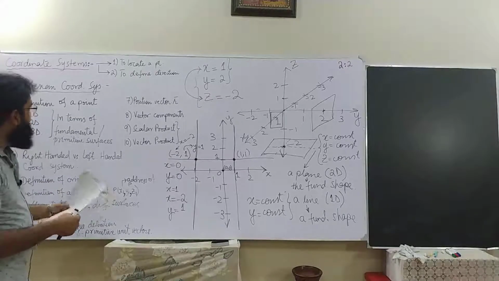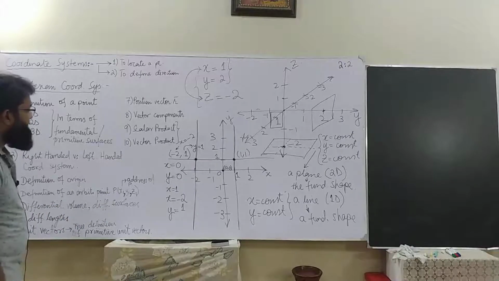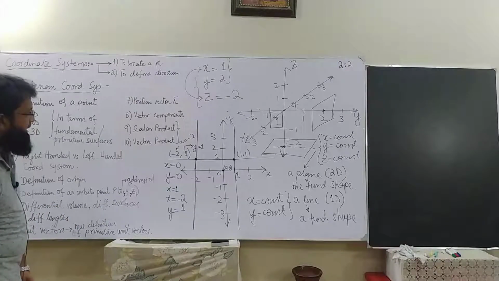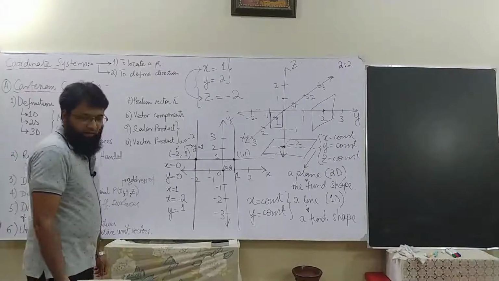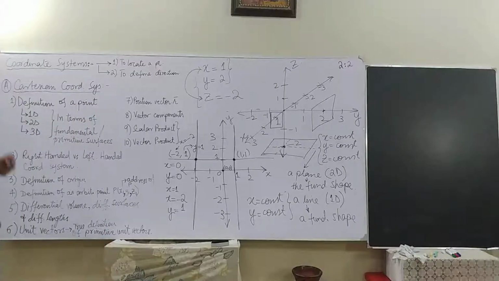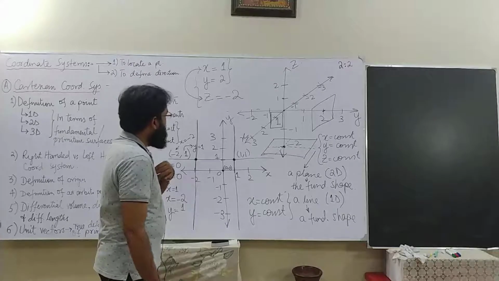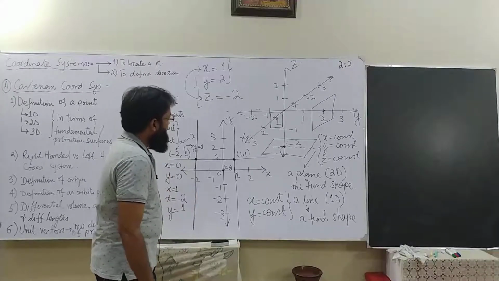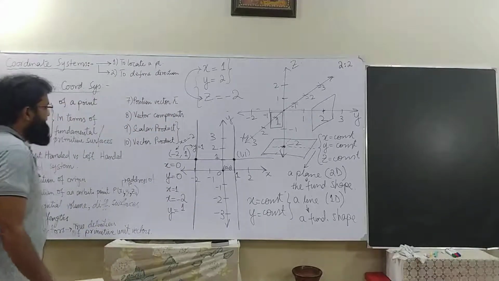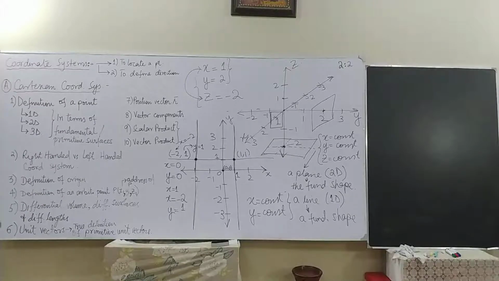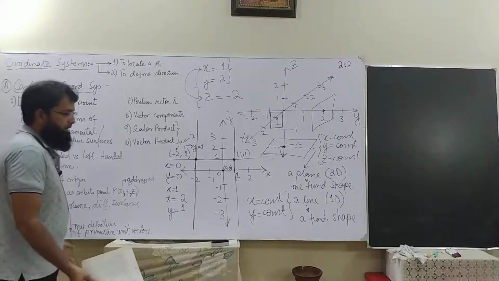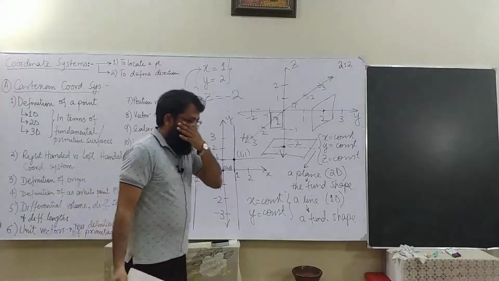In the case of three-dimensional Cartesian coordinate system, we had already discussed how a line is formed. But how a point is formed should be discussed. So in three-dimensional space, can we say that a point is formed by intersection of two lines? Yeah, technically that would be correct.